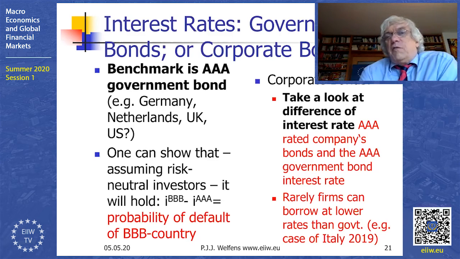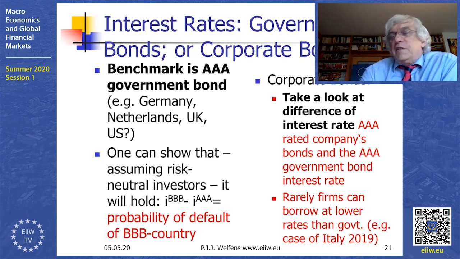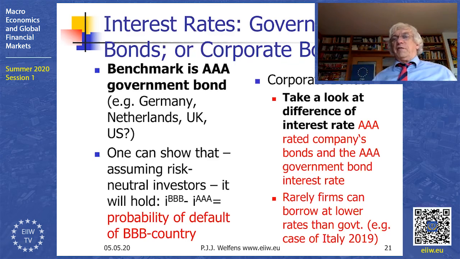And there are, of course, also corporate bonds. And again, we can take a look at the risk premium, and this we would now define as the difference in the interest rate of a AAA rated company's bond and the government bond interest rate here of the country which has, let's assume, AAA. And you will typically see that there is a higher interest rate for corporate bonds. That's normally always higher than the interest rate for government bonds.